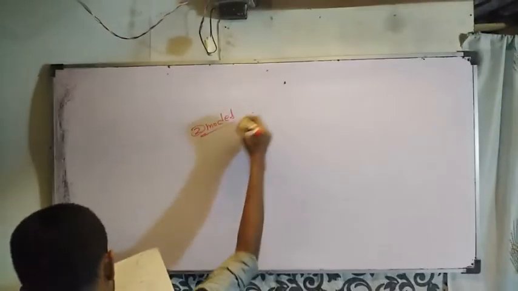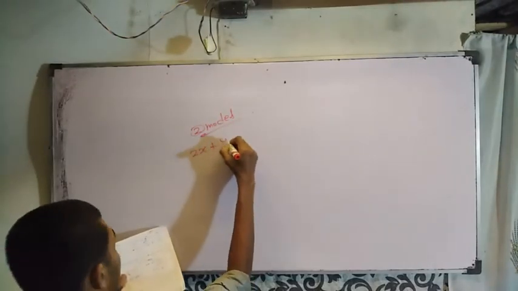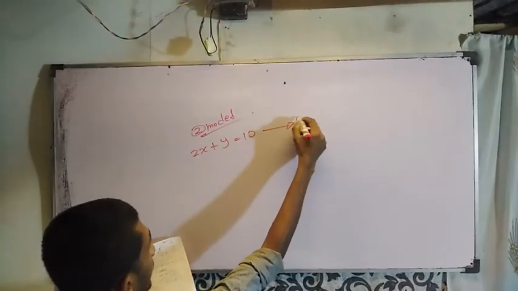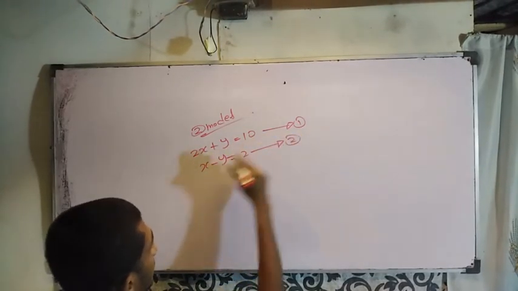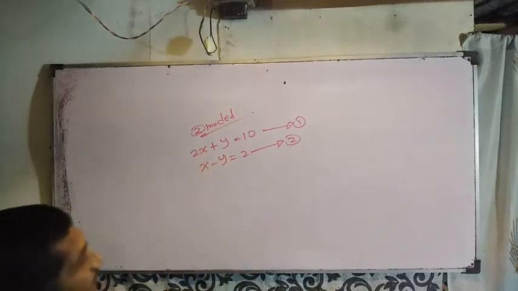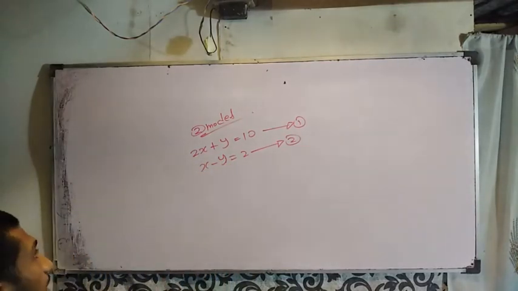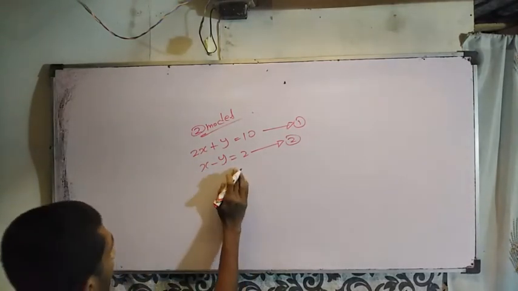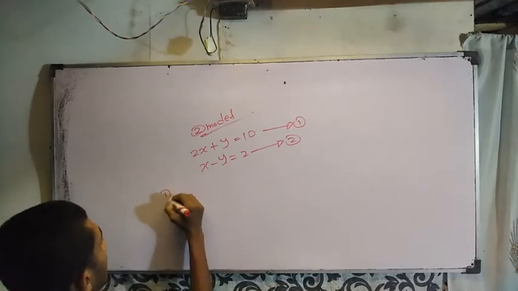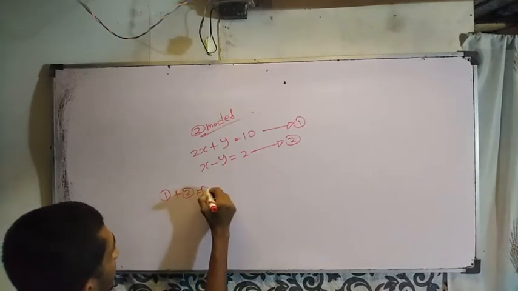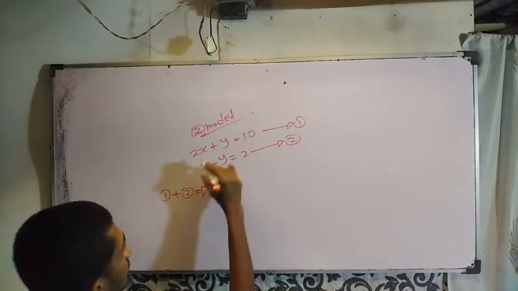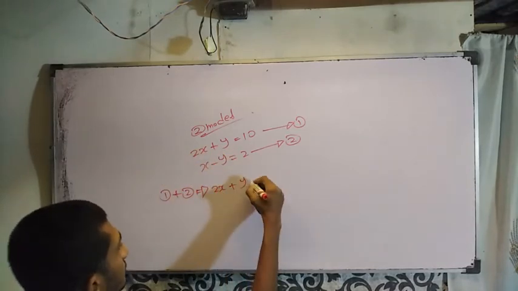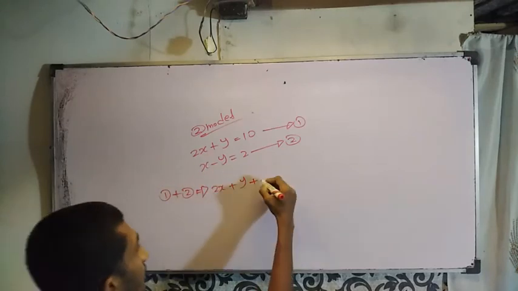Next, model number 2. 2x plus y is equal to 10, first equation. x minus y is equal to 2, second equation. According to these equations, you can cancel this positive y with minus y like the previous method. Again, you can combine the first one and the second one: 2x plus y from this side and x minus y from this side.